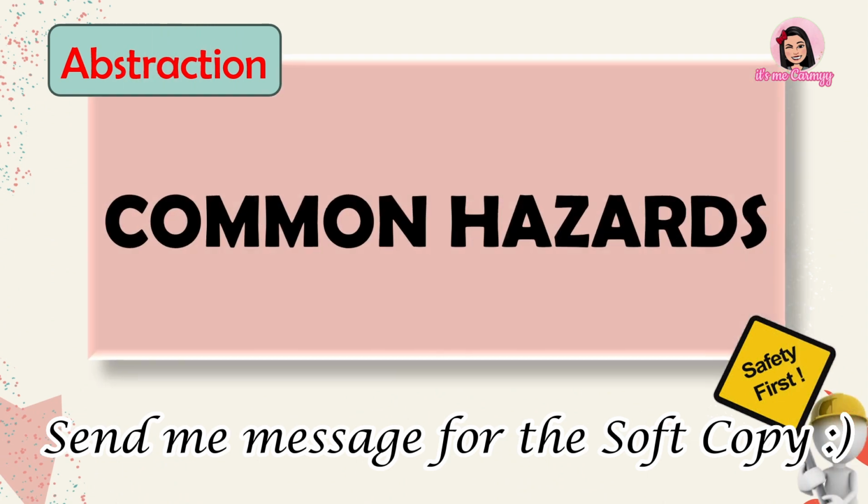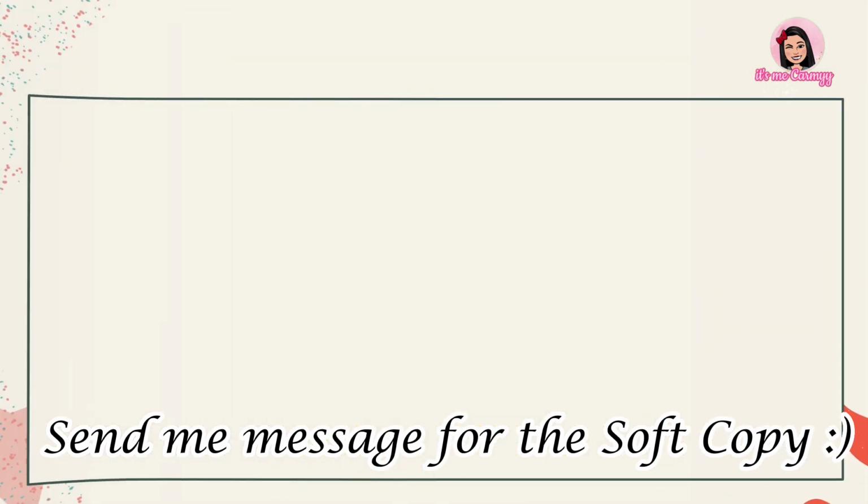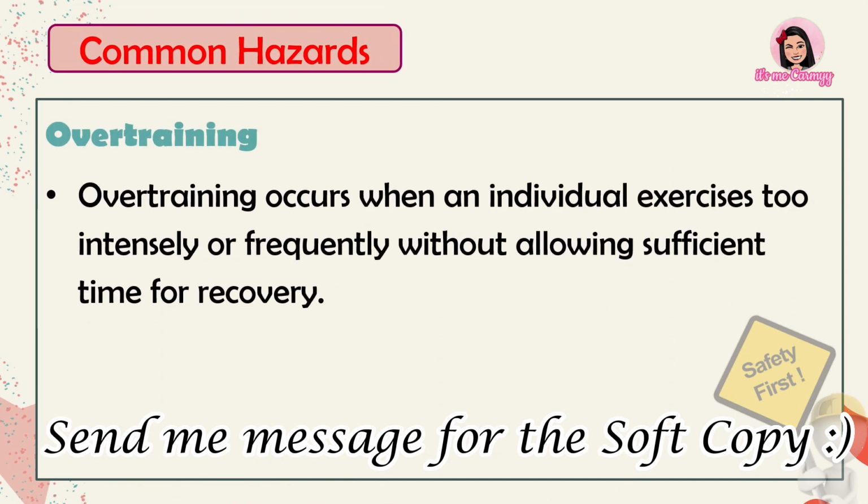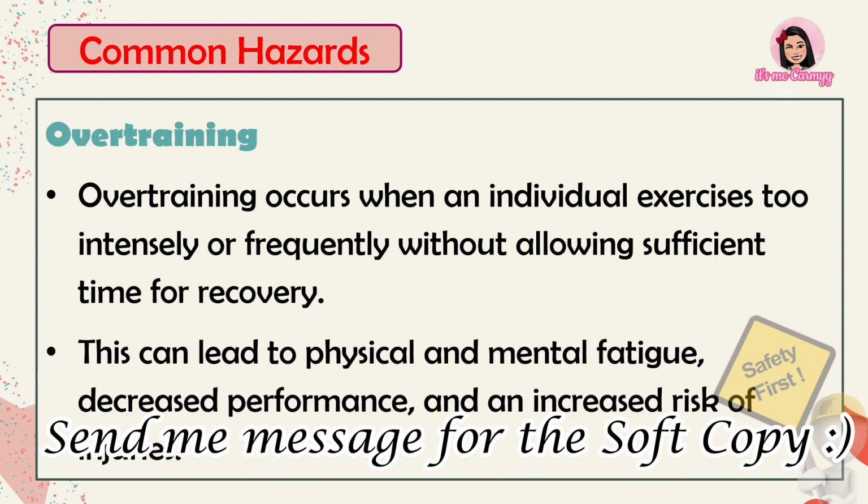Abstraction. Common hazards. These are the common hazards. The first one is overtraining. Overtraining occurs when an individual exercises too intensely or frequently without allowing sufficient time for recovery. This can lead to physical and mental fatigue, decreased performance, and an increased risk of injuries.